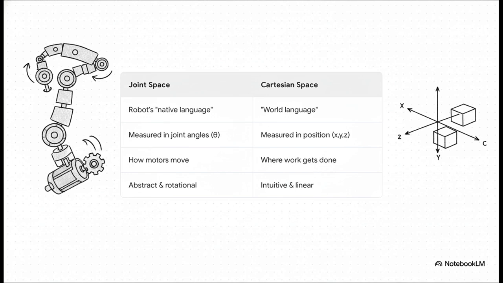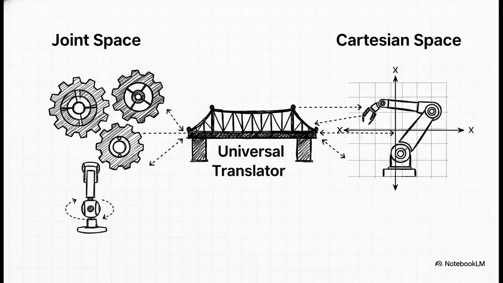Then, on the right, you have Cartesian space, the language of the physical world, X, Y, Z coordinates. This is totally intuitive for us. It's where the work actually gets done. The whole problem is that the robot has no idea what "move 10 centimeters forward" means. It only understands "turn your shoulder joint by this many degrees." So what we desperately need is a bridge, something to connect these two worlds, a way to translate our simple, intuitive commands into the language the robot's motors can actually understand and execute. We need a universal translator.